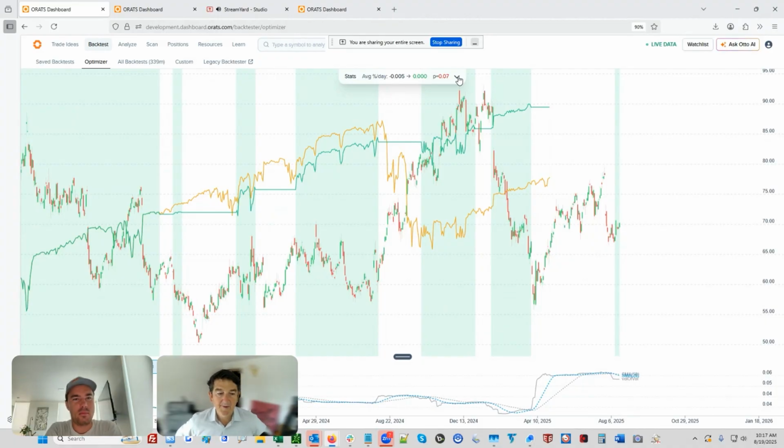But the p-value in this case is 0.07. It's kind of hovering around there. So that means that this indicator only has a 7% chance of impacting the strategy positively in a random way. So what it's saying is it's pretty likely that it's an actually good indicator.